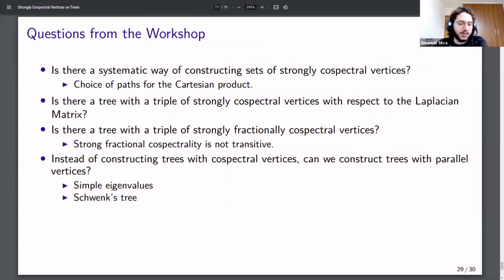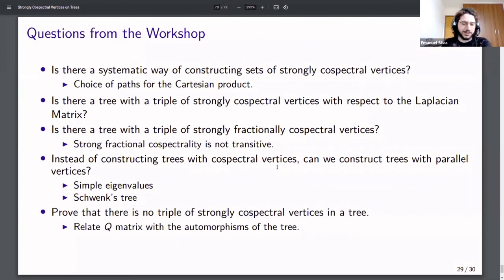Chris showed me the Schwenk tree, which is a tree that does not arise from my construction of cospectral non-singular vertices. In this tree, we have a pair of strongly cospectral vertices because they are cospectral and the eigenvalues of this tree are simple. Therefore, maybe instead of focusing on cospectral vertices, we should focus on constructing trees with parallel vertices, for example, trees with simple eigenvalues.